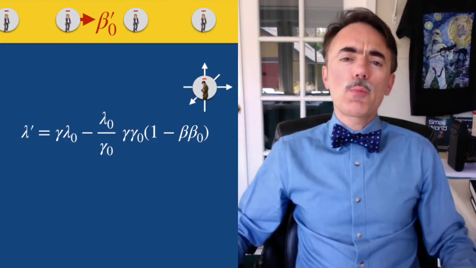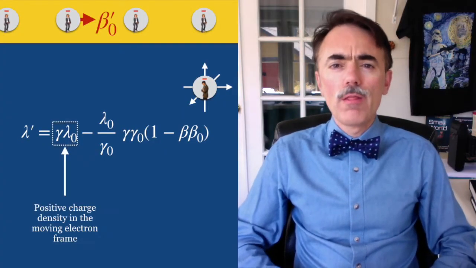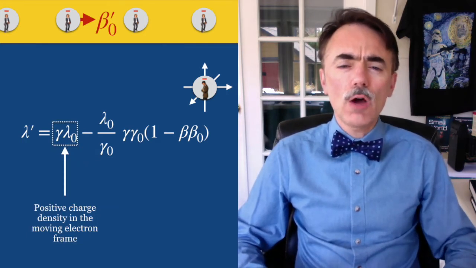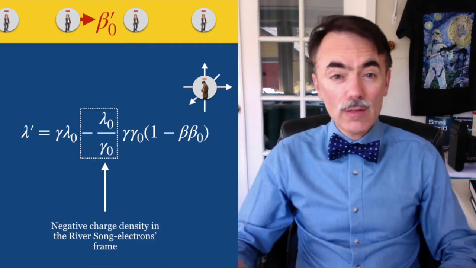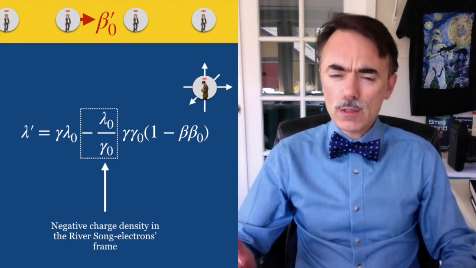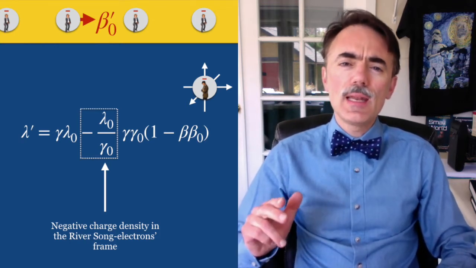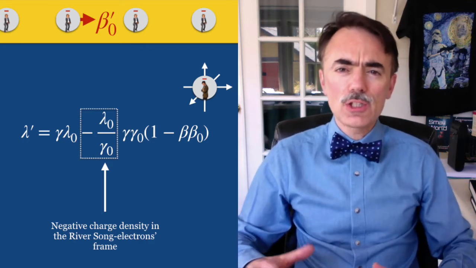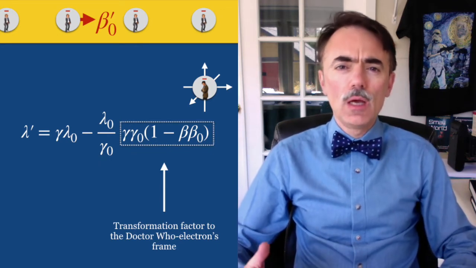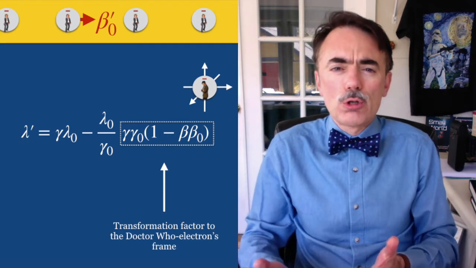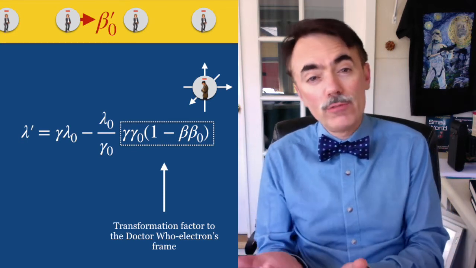Now it's time to calculate the density of electrons and the density of ions in the wire, as observed by our flying electron. Lambda prime is gamma lambda naught. This is the gamma contracted density of the ions due to the speed of the electron. Minus, because of the negative sign, lambda naught over gamma naught. Remember, this is the negative drifting electrons' charge density in their own reference frame, times gamma gamma naught times 1 minus beta beta naught. This last term is the transformation factor to the electron frame.